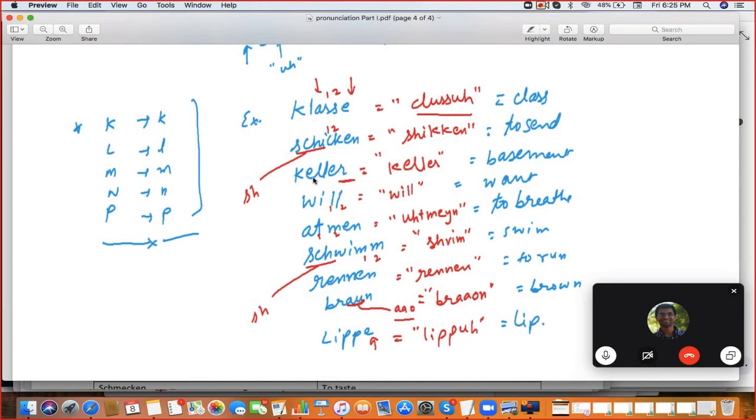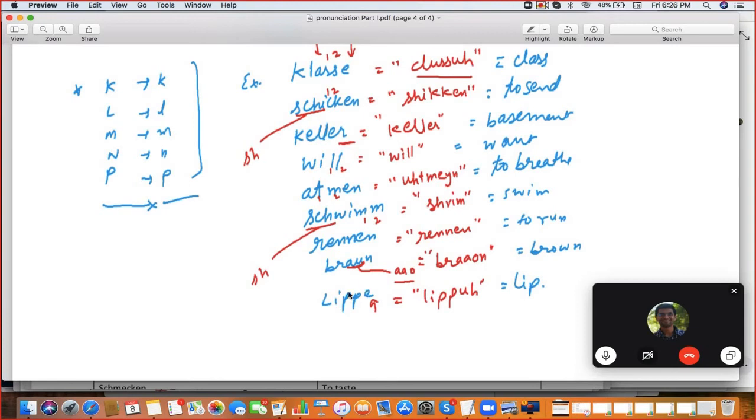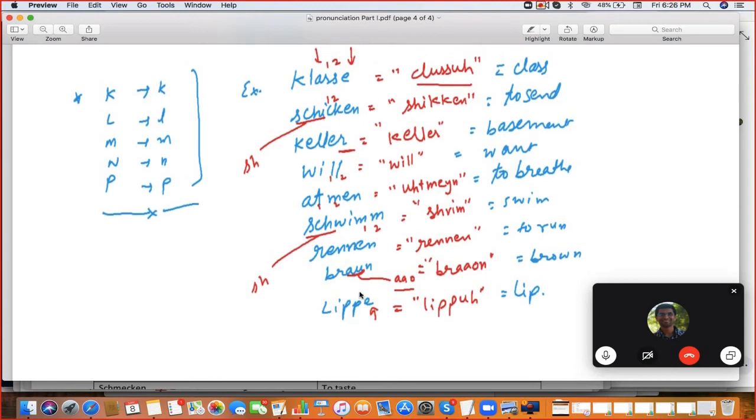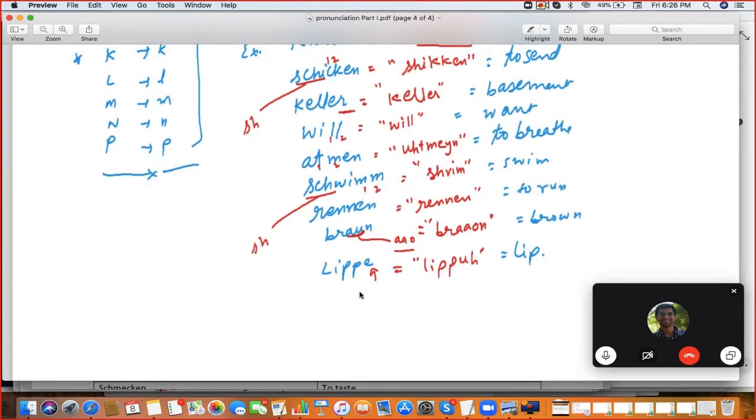What happens is, the first column is the German word, the right-hand side column is the meaning, and the middle column is the pronunciation. I have written it in my native language that you can leave. No need to read columns B and C. Just focus on column 1 only. This is the actual word: Klasser, Schicken, Keller, Will, Atman, Schrem, Rennen, Brown, and Lipper. So we will do till P today.